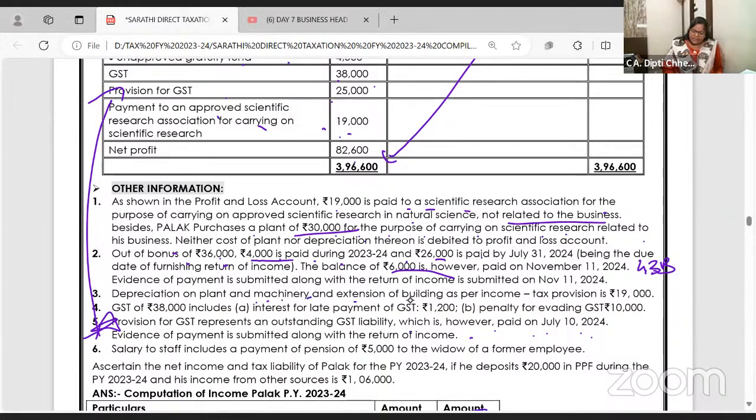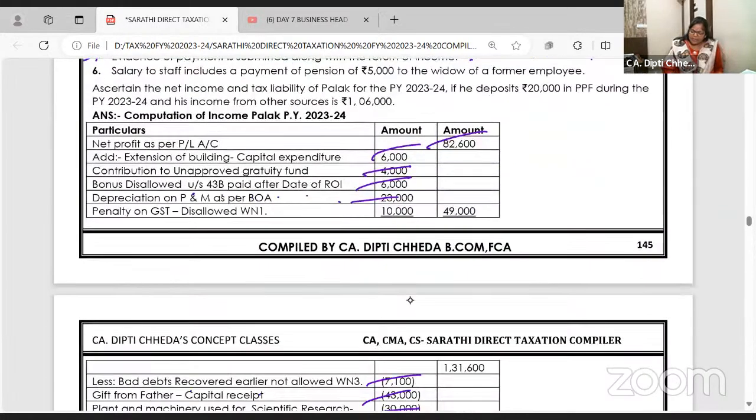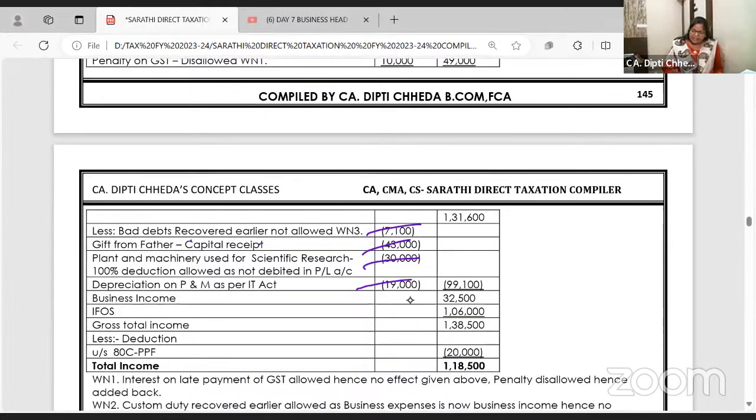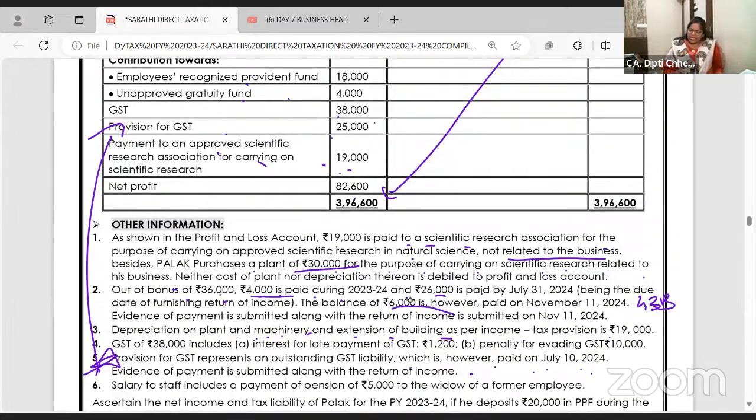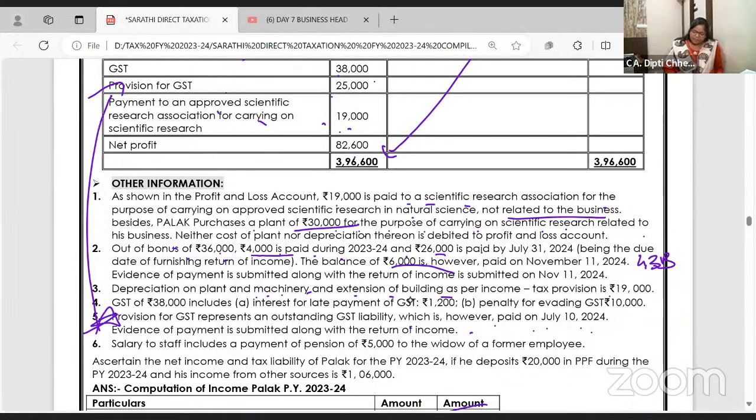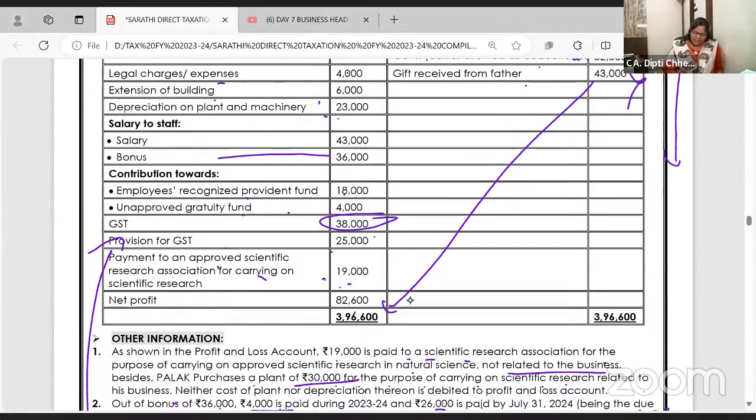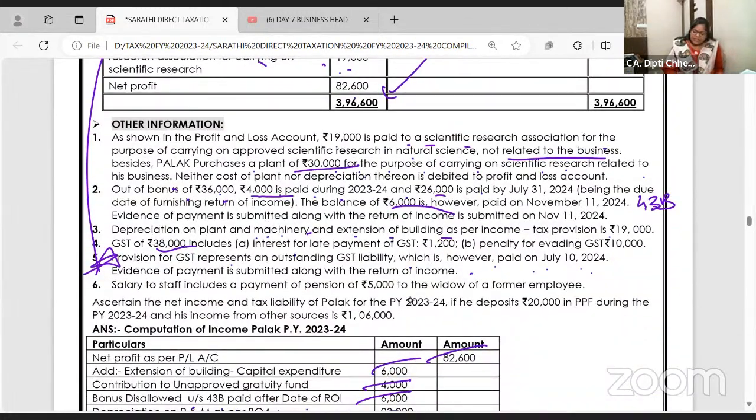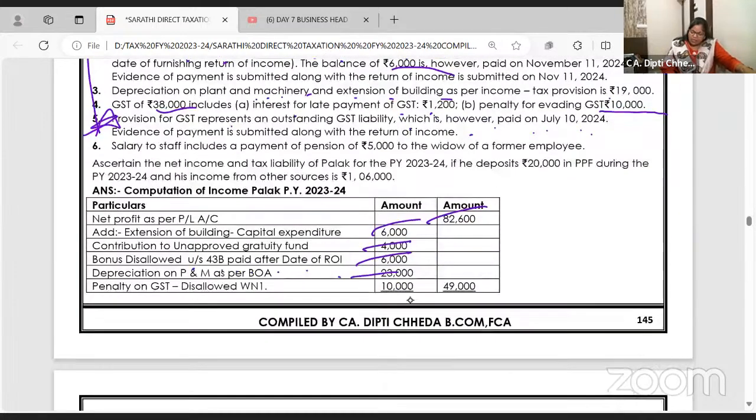Depreciation on plant and machinery as per income tax is 19,000. Books का add करो, income tax का ले लो. GST 38,000. Is there GST 38,000? Yes. This includes interest for late payment. So when GST is paid late, that is allowed as expense. But then there is a penalty of 10,000.